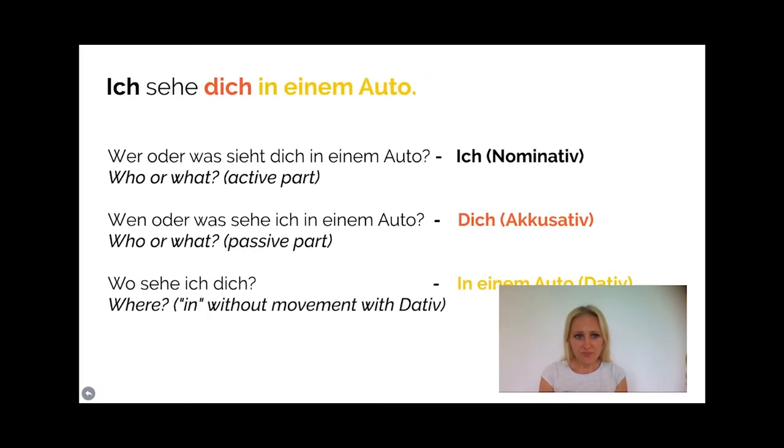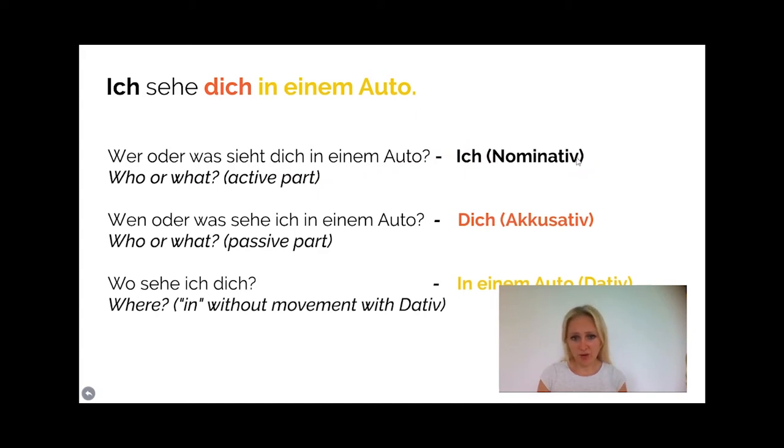Okay. Then the next sentence is, ich sehe dich in einem Auto. I see you in a car. Ich sehe dich in einem Auto. So let's break the sentence down. Wer oder was sieht dich in einem Auto? So who or what, or let's say who is seeing you in a car? And we're asking about the active part here. So it is ich, and ich is the nominative object or the subject of the sentence.